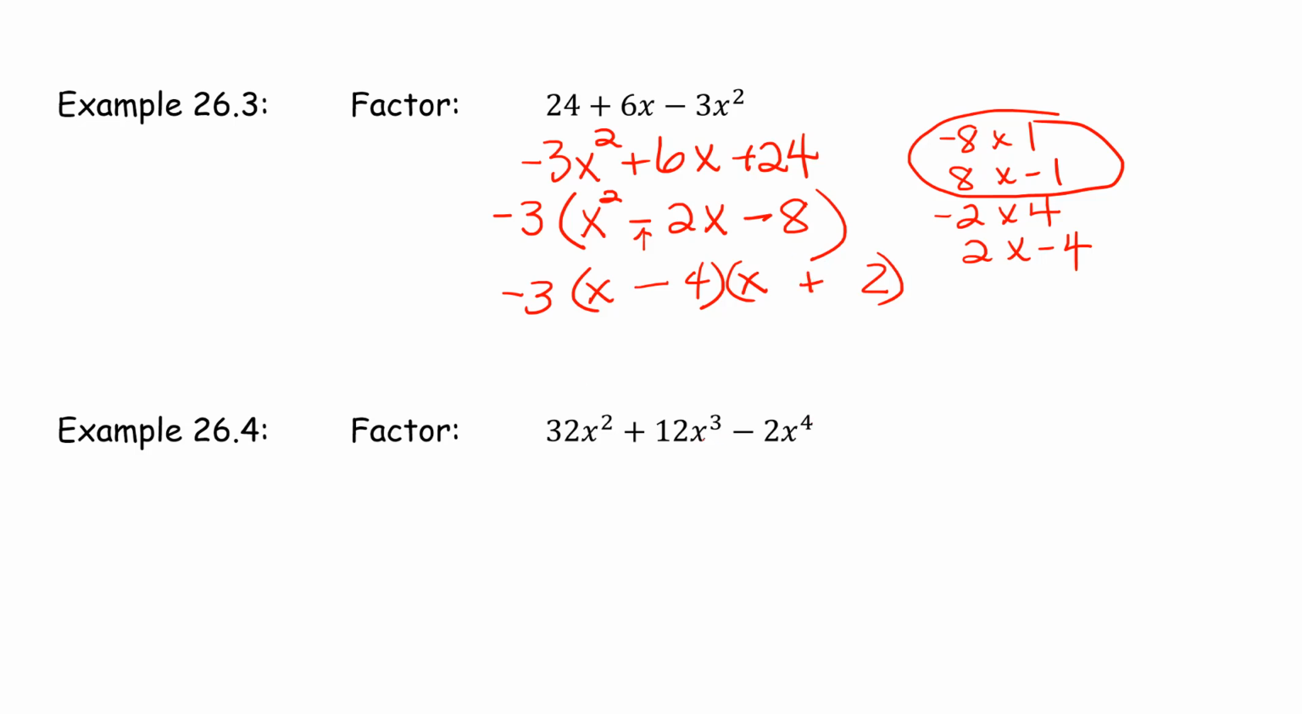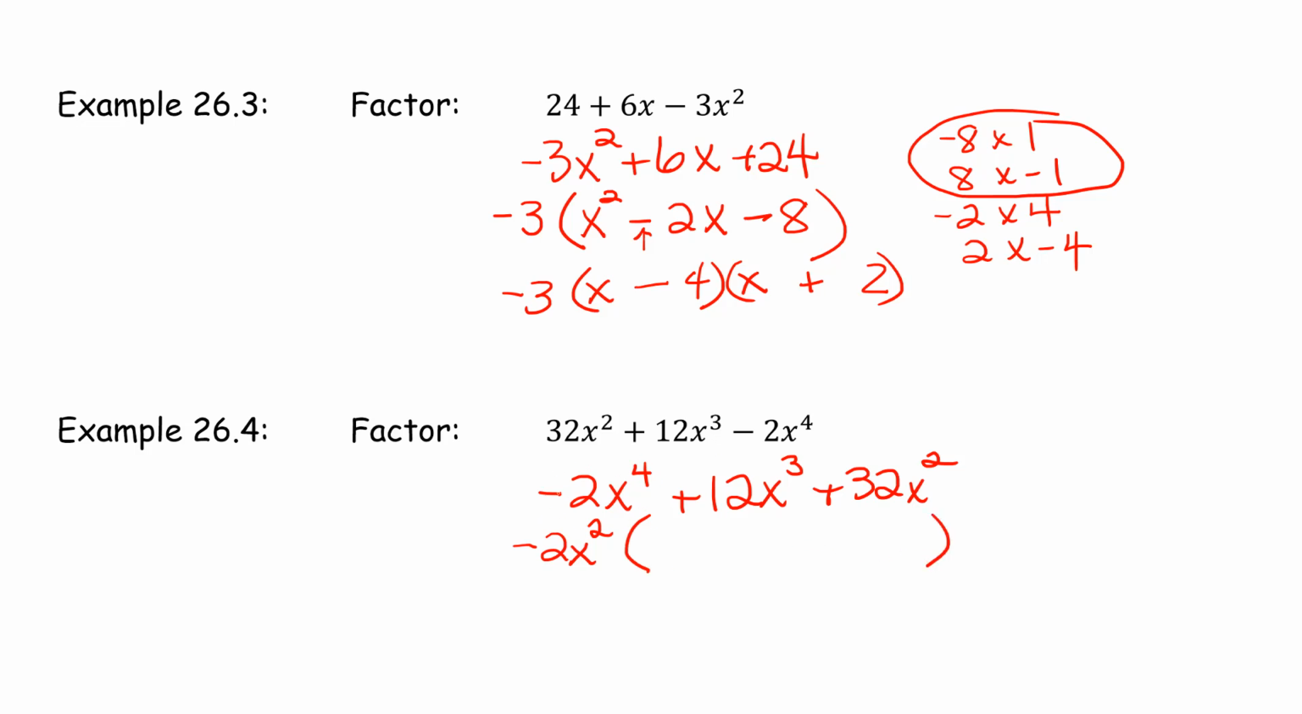Okay, here's another one. We want to rearrange it, so we're going from the highest power of x to the lowest power of x: negative 2x to the fourth plus 12x cubed plus 32x squared. If we look through here, each term has a factor of 2 and a factor of x squared. So we're going to factor out 2x squared, but we're going to factor out negative 2x squared so that our first term in the trinomial we have left will be positive.